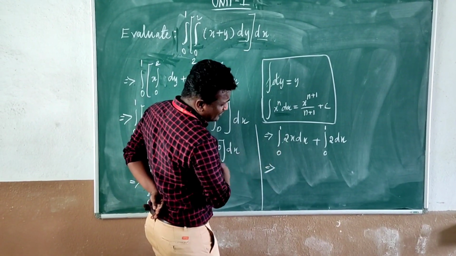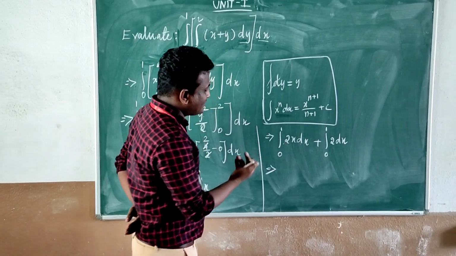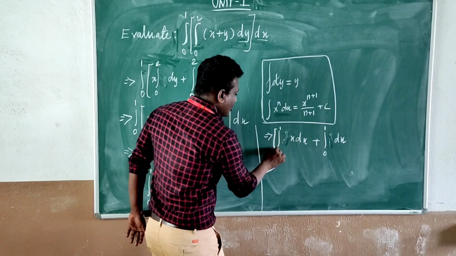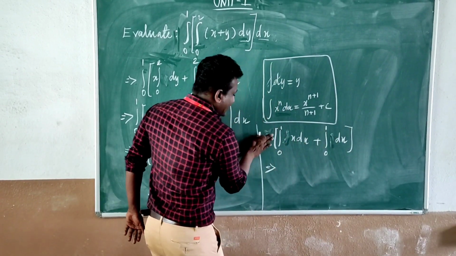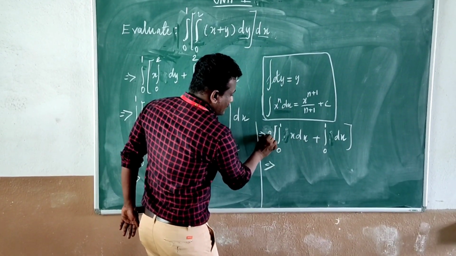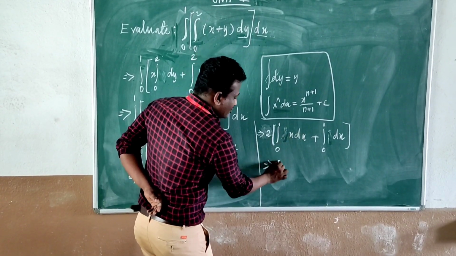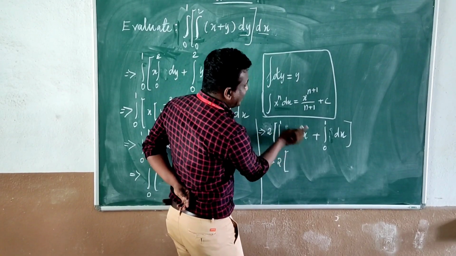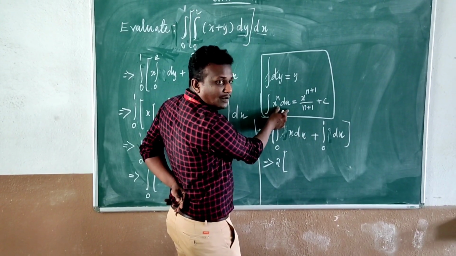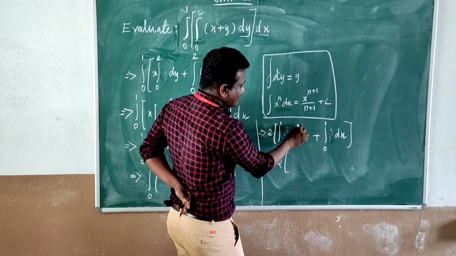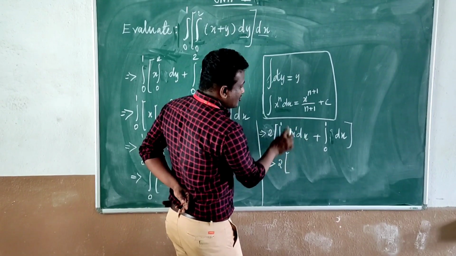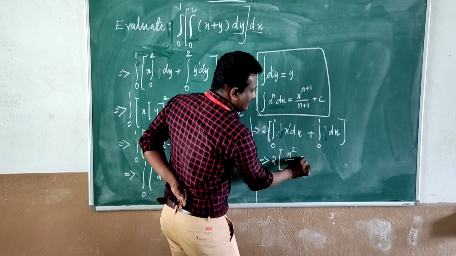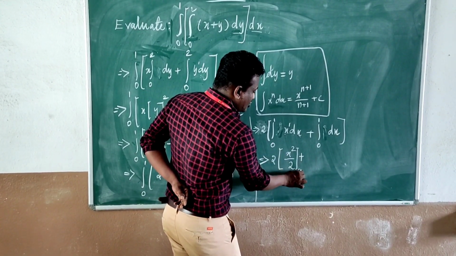Now I am going to simplify it. Here which one is common? 2 is common, so it can be taken outside. So I am going to take 2 outside and keep it here. Now simplify: x into dx is in the form of this formula. What is the power of x? It is 1, so 1 plus 1 is 2. So x square divided by 2, plus the limit values, 0 to 1.